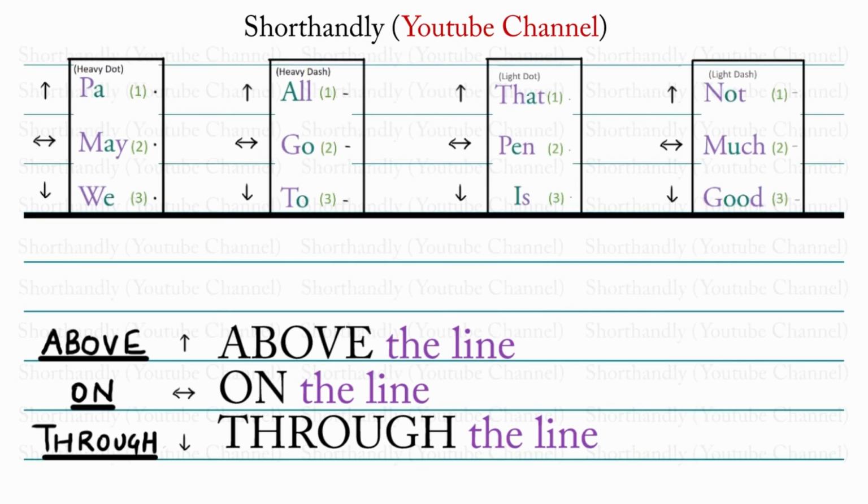Throughout this course, just for reference, I'm using these symbols to represent these 3 places. To represent above the line, we use this symbol or sign, to represent on the line, we use this symbol, and finally to represent through the line, we use this symbol. Now let's understand these 3 places by making a stroke.